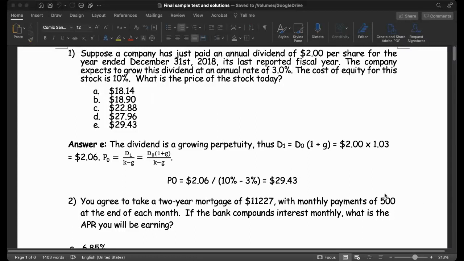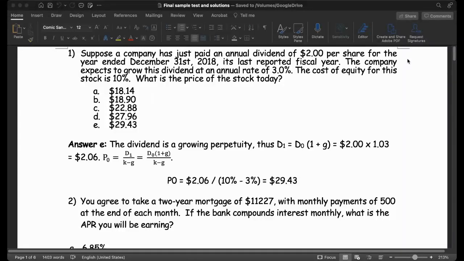Okay, let's look at the first question here. Suppose a company has just paid an annual dividend of $2 per share for the year ended December 31st, 2018, its last reported fiscal year. The company expects to grow this dividend at an annual rate of 3%. The cost of equity for this stock is 10%. What is the price of the stock today?